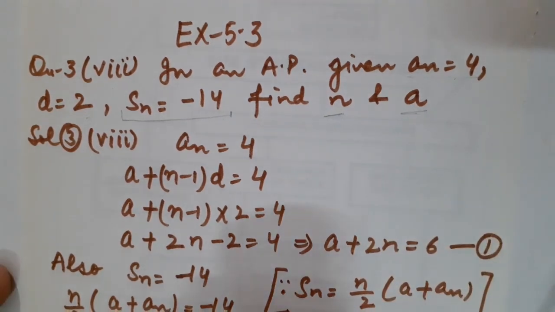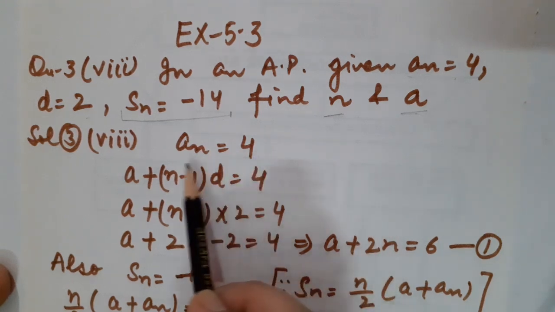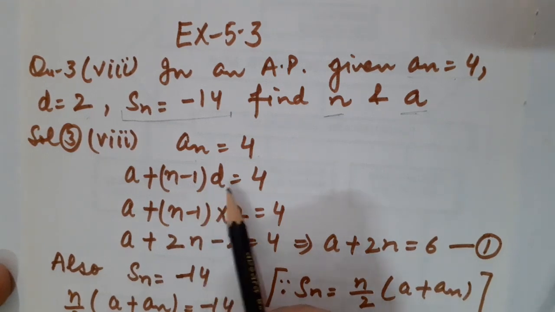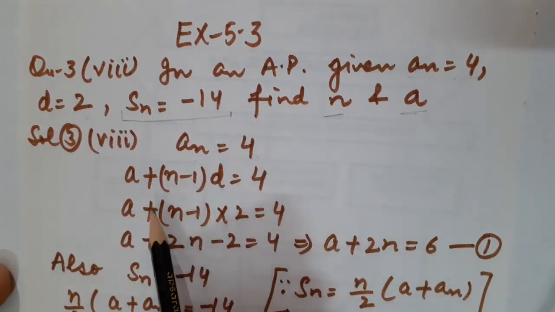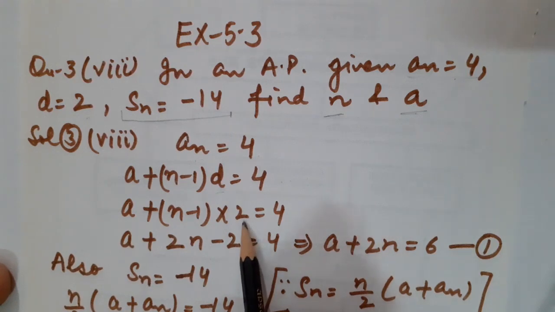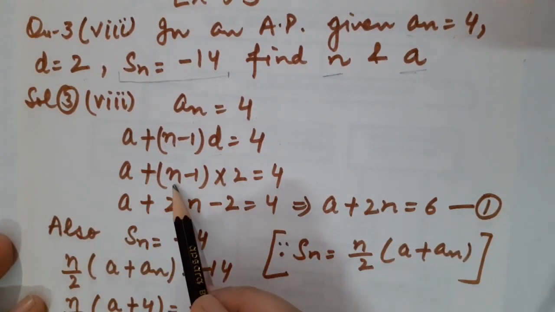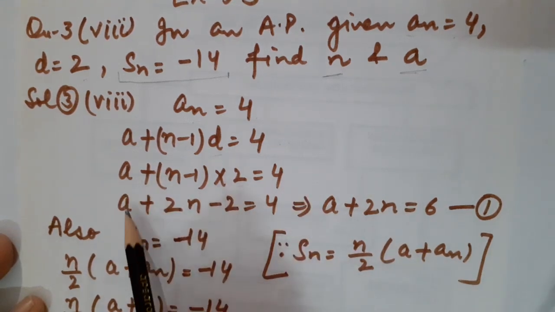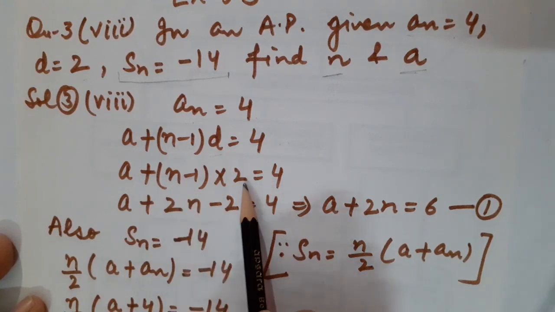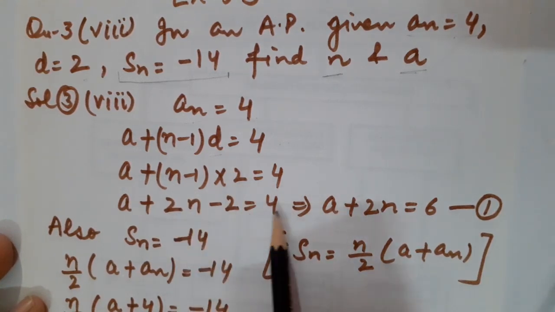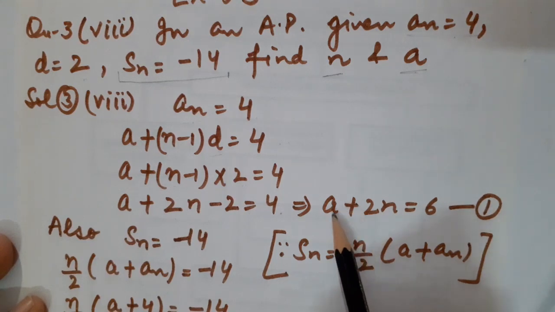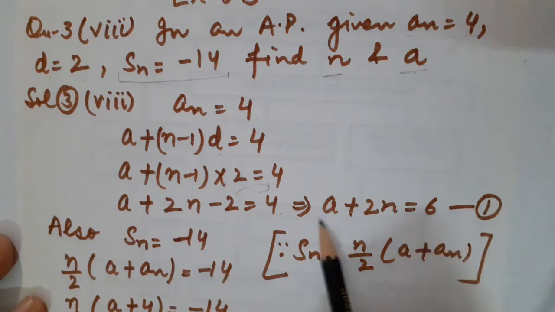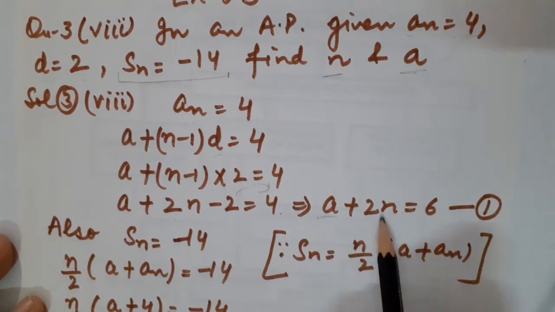So let us start. Children, an is equal to 4. How can I write an using the generalized form? That is a plus n minus 1 into d is equal to 4. Correct, student? So in place of d, I am going to write 2. It would become a plus n minus 1 into 2 is equal to 4. Let us simplify them. It will be a plus, multiply n minus 1 by 2. You will be getting 2n minus 2 is equal to 4. So children, I have got a plus 2n is equal to 4 plus 2, that is 6. So this is one equation in two variables, that is a and n.